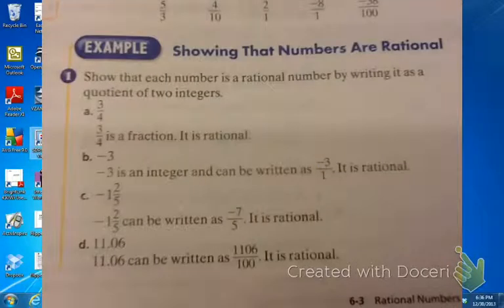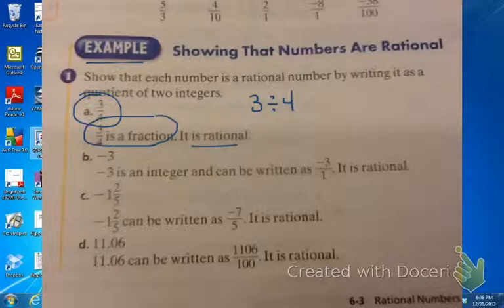Alright, let's look at some examples here. It says, show that each number is a rational number by writing it as a quotient of two integers, or the division of two integers. And remember, we learned about fractions and how they are showing, or could be written as a division problem. So for A, 3/4, we would have written in our past lesson 3 divided by 4. Okay, this is a division problem, and 3/4 is a fraction, so it is rational. B, we have -3. It's an integer, and it can be written as a fraction, and you would write the -3 over 1, so it's a rational number also.